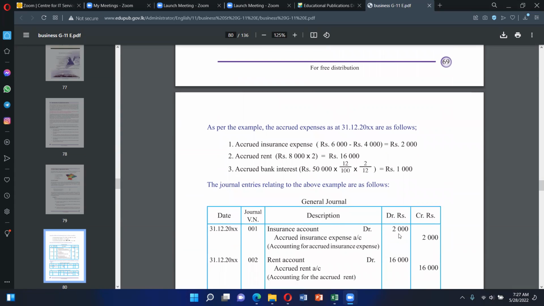And we'll pass this entry in the general journal. Once you pass the entry, write the right narration: accounting for accrued insurance expense. Expense is debited, accrued expense is credited. So here the expense is insurance debit, accrued insurance expense credit. Okay.